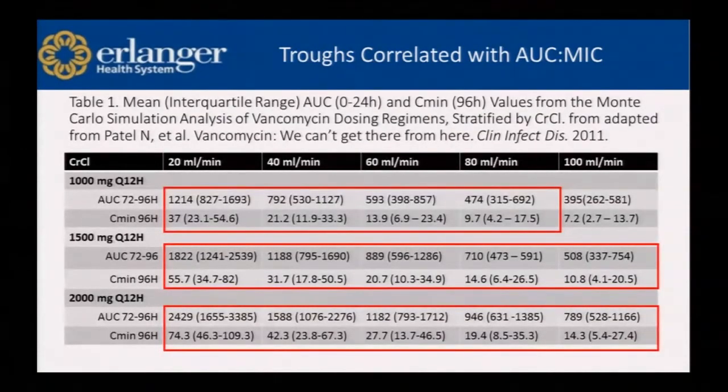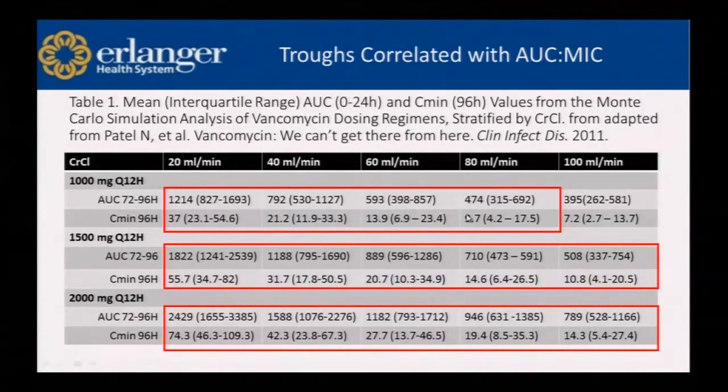Again, another study by Patel and colleagues took another pharmacokinetic model and used different dosing variations in patients with different renal functions, and then compared their predicted AUC-MIC with their predicted troughs. As you can see here, using a 1 gram every 12-hour dosing regimen, you can get a therapeutic AUC-MIC at 3 to 4 days in patients who have a creatinine clearance of less than 80 mL per minute.